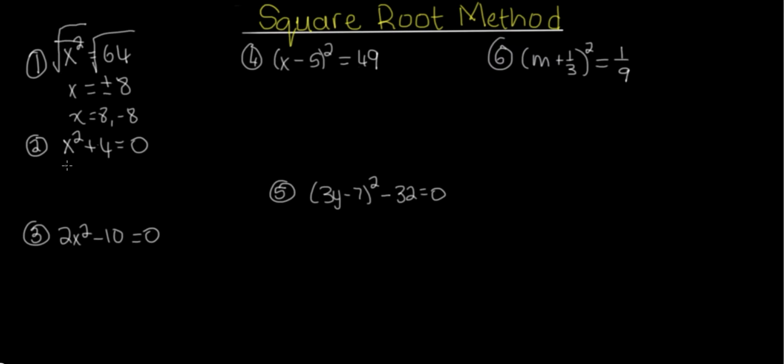For number 2, the x squared is not by itself. So first I need to move this 4 to the other side. Remember, the opposite of addition is subtraction. So subtract 4, that's going to cancel. So now I have x squared equals 0 minus 4, which is negative 4. Now the x squared is by itself, I can go ahead and take the square root, so I finally have my x.